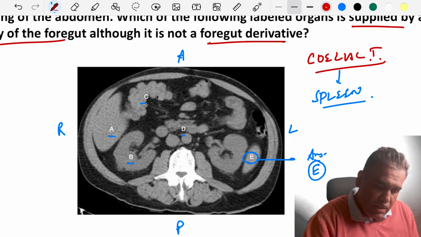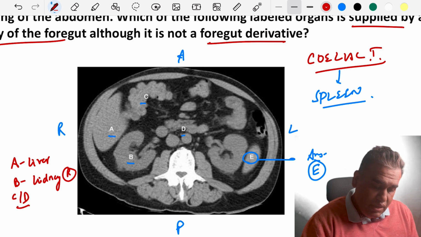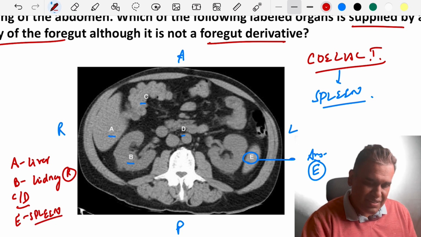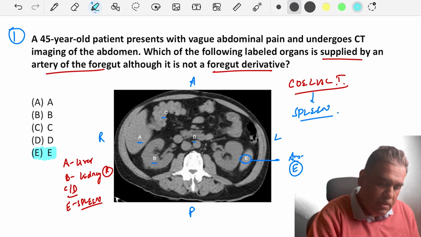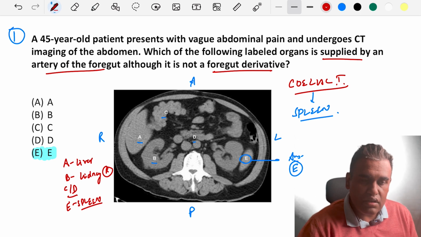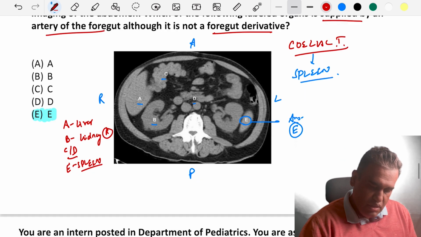Looking at the other options, A is probably our liver, right? B is the kidney. Which side? The right kidney. C and D are parts of the gut or the intestine, and E is the spleen. Hence the answer is option E, the spleen. Got the point? Beautiful question. So remember, the organ which is not a foregut derivative but is supplied by the artery of the foregut is the spleen. It's a mesodermal derivative.